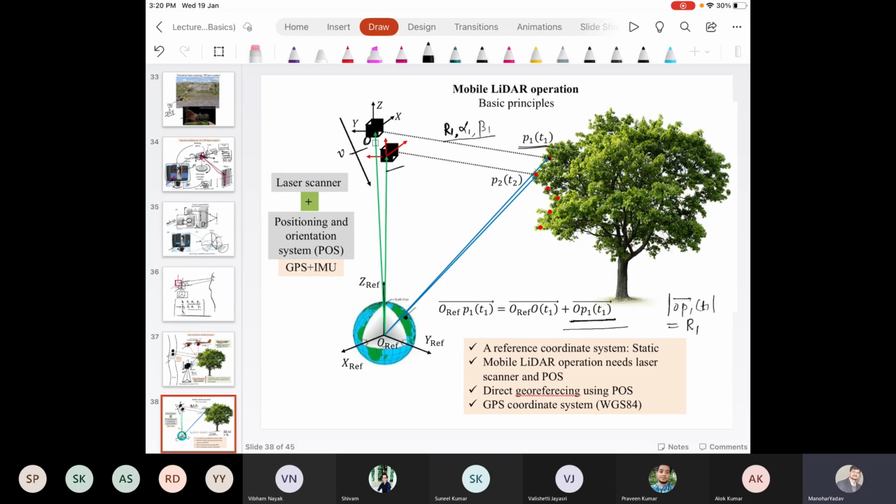Now, our ultimate goal is to transform the coordinates of points P1 and P2 from the dynamic coordinate system, that is the internal coordinate system of the laser scanner unit, to an externally defined static coordinate system. That externally defined coordinate system could be ground-based, defined with respect to the Earth. How we define the external coordinate system in which we are going to transform the coordinates of P1 and P2 is ultimately decided by the additional sensor unit which we are combining with the laser scanner unit.